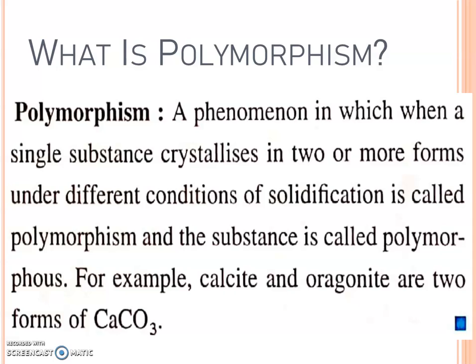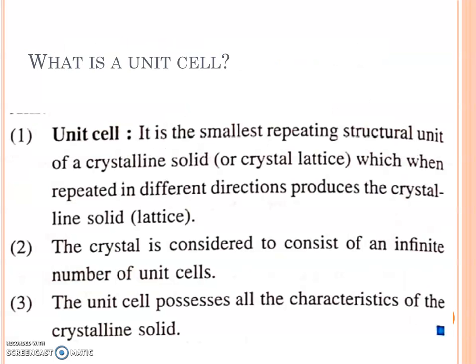A phenomenon in which a single substance crystallizes in 2 or more forms under different conditions of solidification is called polymorphism, and the substance is called polymorphous. For example, calcite and aragonite are 2 forms of CaCO3. Right, let's move on to the next question.